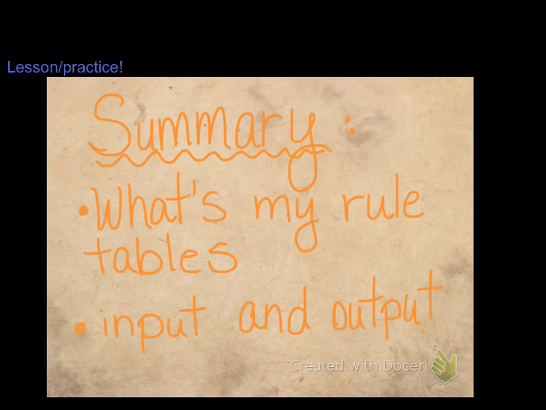So to summarize, we worked on what's my rule tables, and hopefully you notice that there are several different kinds. We have some tables that give us the rule and they give us the in numbers, and we have to figure out the out numbers. There's some tables that give us the rule and we have the out numbers, and we have to figure out the in numbers. And there's some tables that have both in and out filled in, and they don't tell us the rule, and we have to figure out the rule. And we also talked about input and output. Input, of course, is the numbers that you put in, and output are the numbers that you get out.